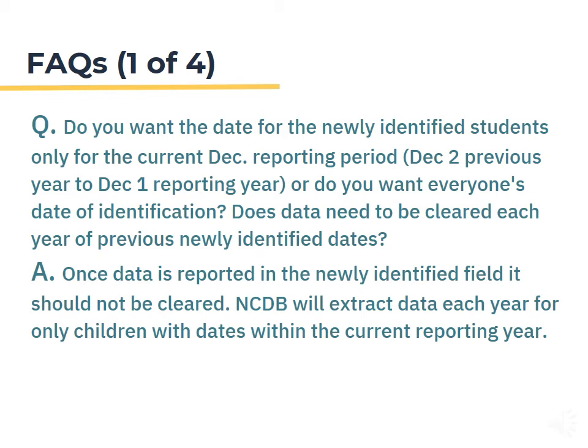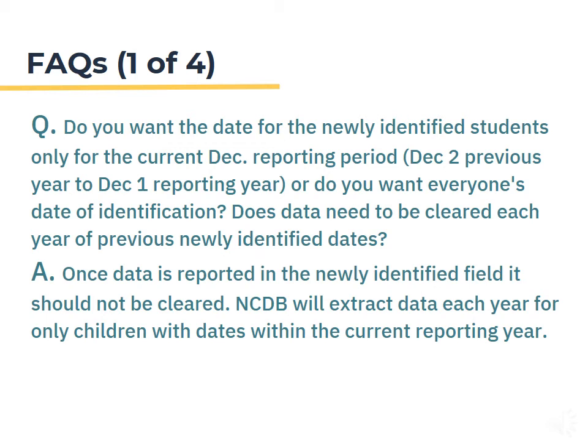All right, frequently asked questions. I'm just going to go through a few of these frequently asked questions that we have. One question: do you want the date for the newly identified students only for the current December reporting period, December 2nd of the previous year to December 1st of the reporting year? Or do you want everyone's date of identification? Does data need to be cleared each year of previous newly identified dates? Answer: once data is reported in the newly identified field, it should not be cleared. NCDB will extract data each year for only children with dates within the current reporting year.